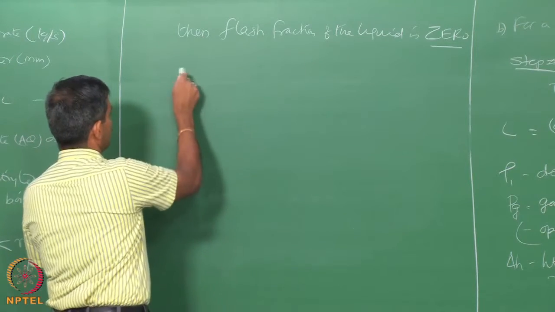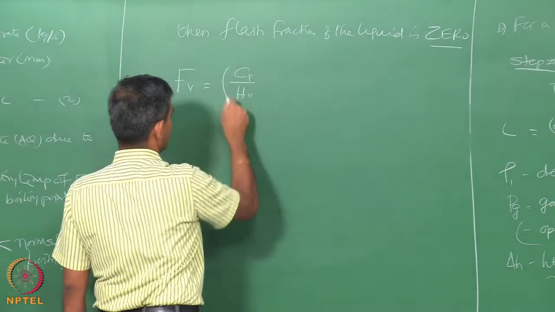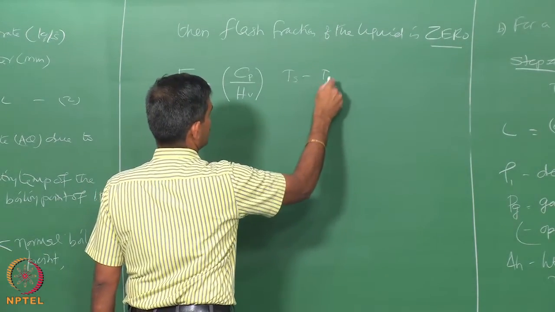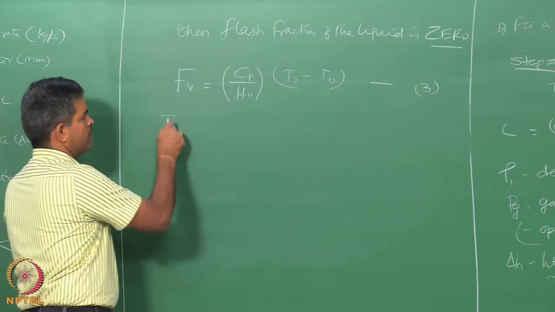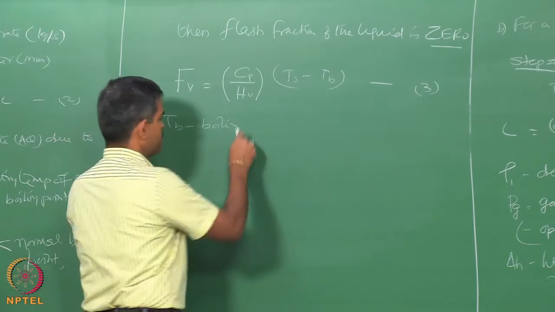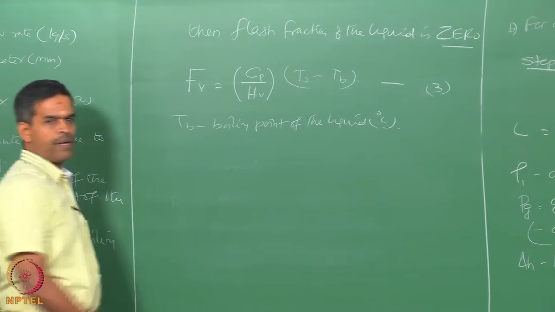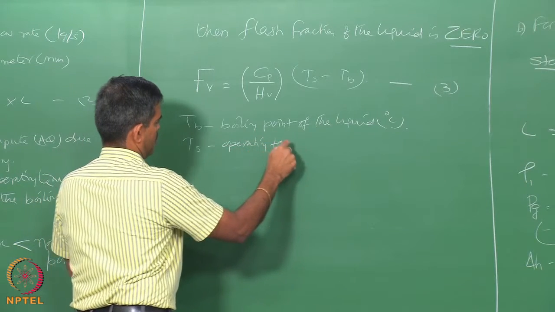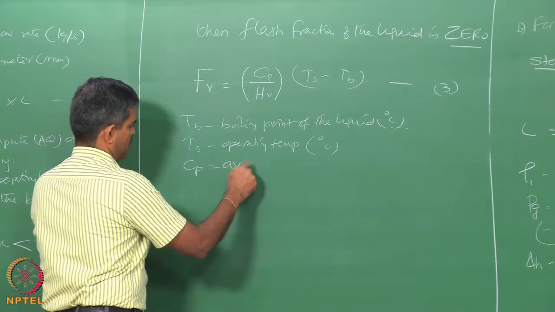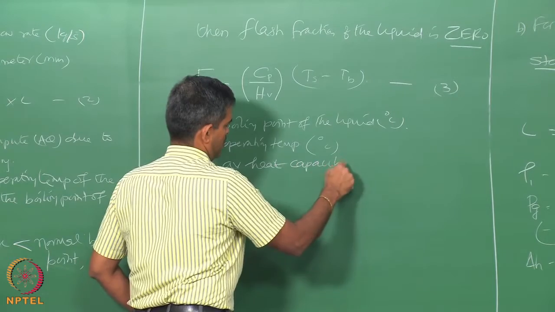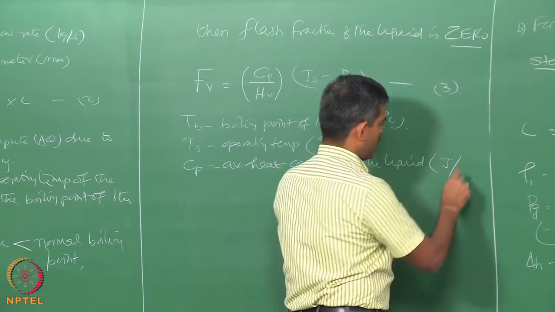Okay. Otherwise, the flash fraction Fv is given by Cp by Hv × (Ts minus Tb), equation number 3, where Tb is the boiling point temperature, in degree Celsius, Ts is the operating temperature, in degree Celsius, Cp is the average heat capacity of the liquid, which is expressed in terms of joule per kg per degree Celsius.